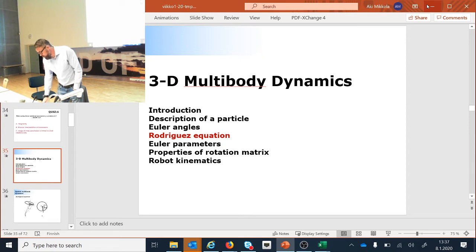Now, we're going to move on, and this is the last item that I will explain to you today. We're going to move on to Rodrigues' equation. And Rodrigues' equation is now a different story. Completely different story, nothing whatsoever to do with the Euler angles. Completely different thing.